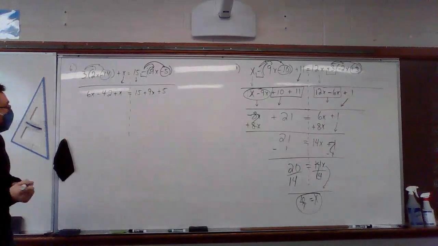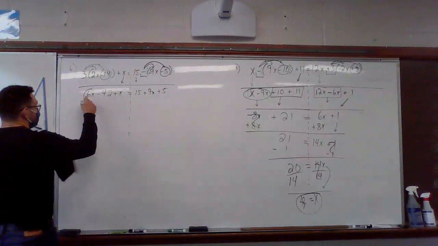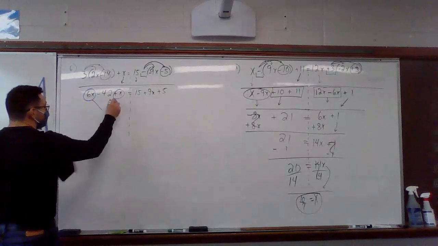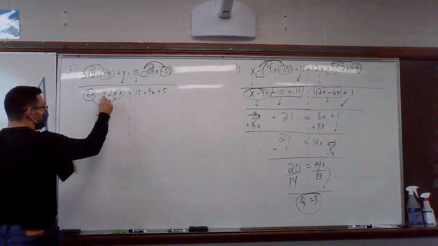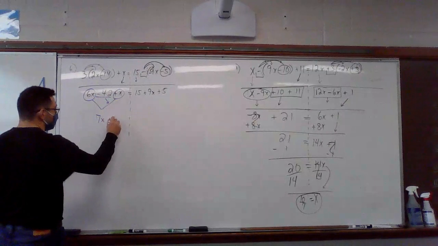Step 3, combine like terms on the same side. I have 6x's and 1x. 6x plus x is 7x. Negative 42 comes on down.